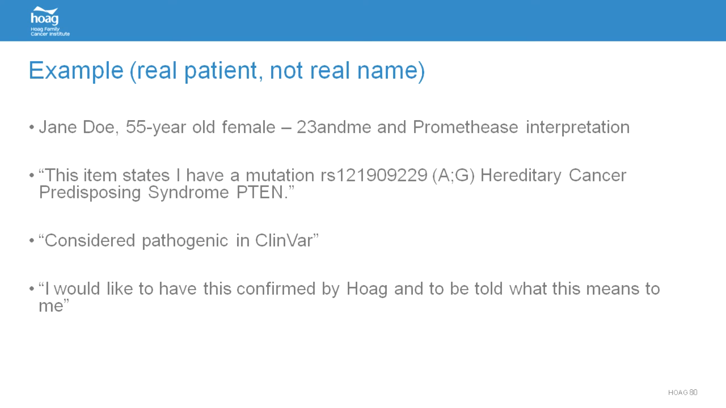So here's another example. This is a patient I saw who is 55 years old, and she did 23andMe. She's very savvy. She did the Prometheus interpretation. She also went to ClinVar. And she says, this item states that I have such and such a mutation in hereditary cancer predisposing syndrome PTEN. It's considered a pathogenic variant. I would like to have this confirmed by Hoag and be told what this means to me.